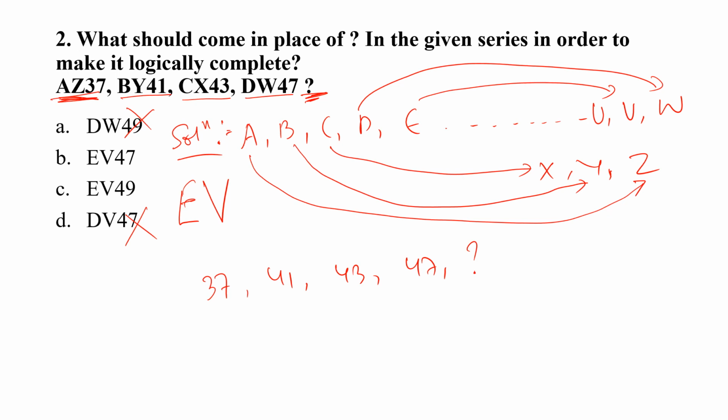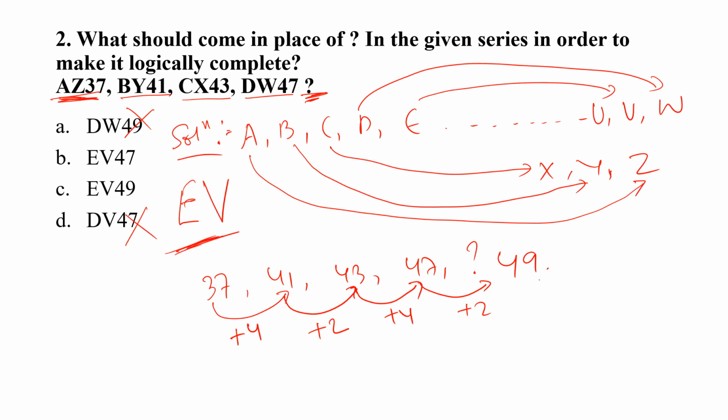So now we have to find the number. We have to come to this number. So we find from this number to this number, there is plus 4. And from 41 to 43, there is plus 2. And again from 43 to 47, there is plus 4. So to get this number, we see the series plus 4, plus 2, plus 4. So we know that the next number will come plus 2. So if we add 47 plus 2, we will get 49. So the next series will be EV49. So the correct option here is option C.